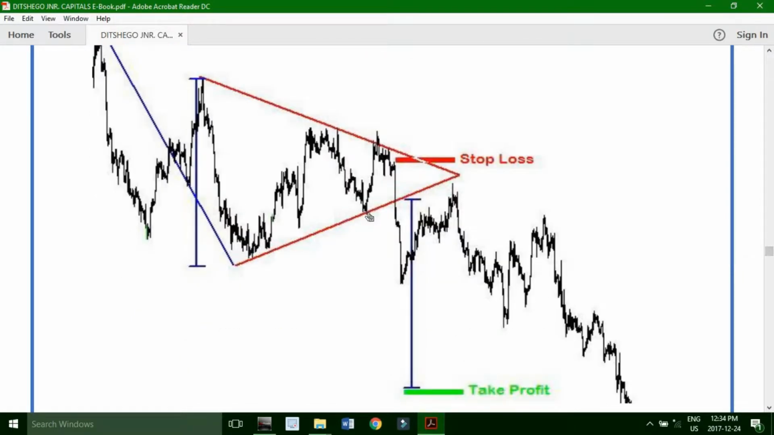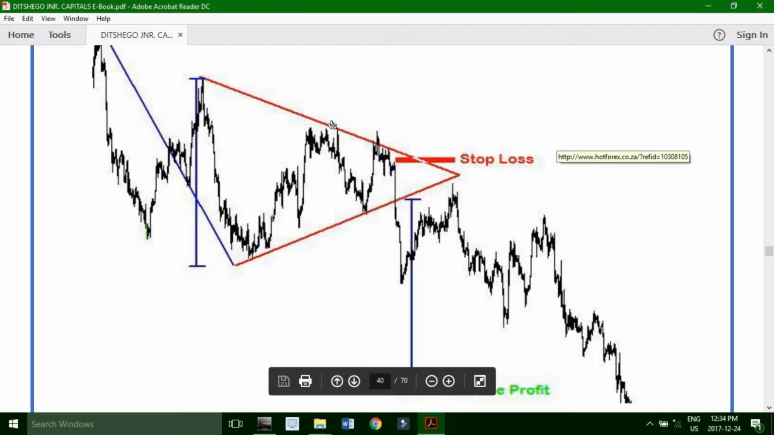You can see this one here is definitely a continuation pattern. Price started off with this downtrend, as you can see with this line that I've shown you, and then it starts consolidating to form this descending trend line and the ascending trend line over here. We finally get to see our break here on the supportive trend line, where price then continues by selling off for this particular currency pair.